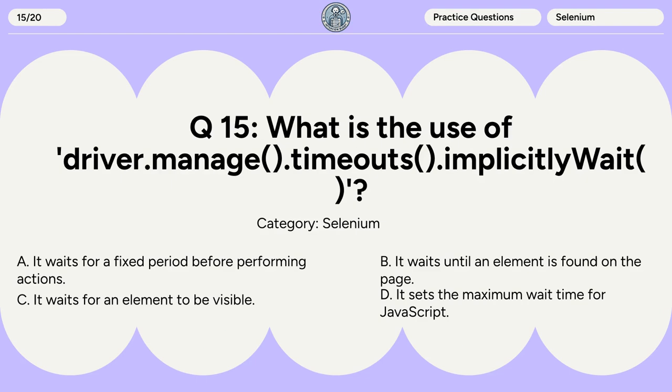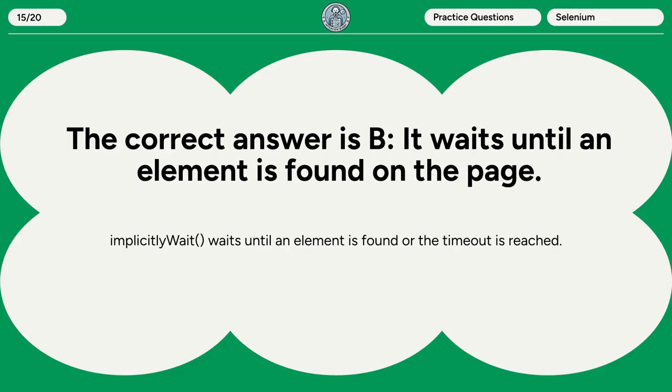Question 15. What is the use of driver.manage().timeouts().implicitlyWait? A. It waits for a fixed period before performing actions. B. It waits until an element is found on the page. C. It waits for an element to be visible. D. It sets the maximum wait time for JavaScript. The correct answer is B. It waits until an element is found on the page. ImplicitlyWait waits until an element is found or the timeout is reached.